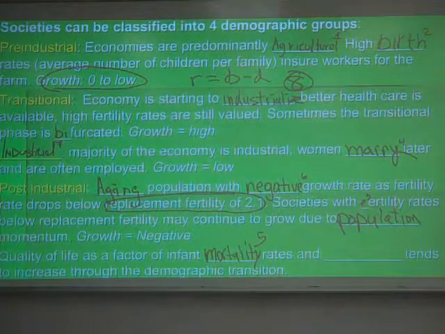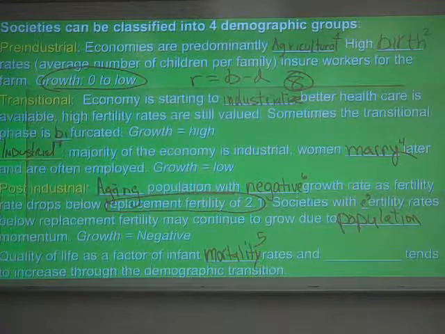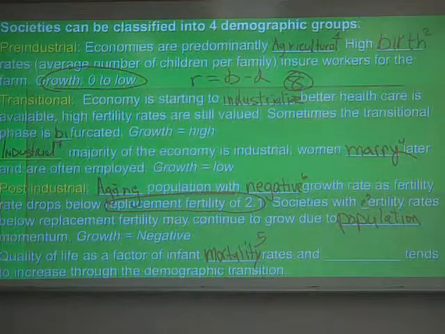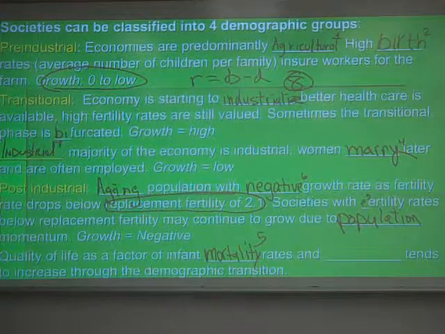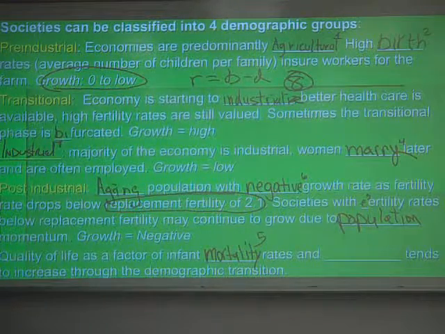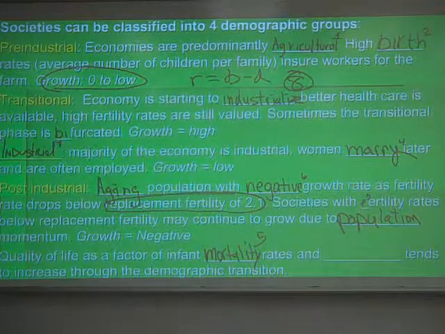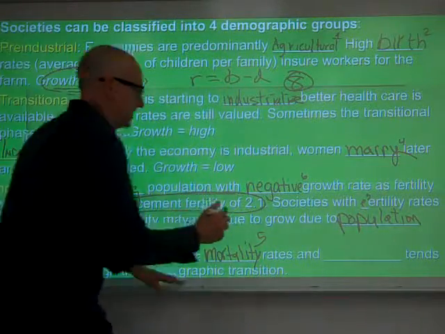Okay. All right. Finally, what we tend to see here is that as you go through this transition, the quality of life, as your book defines it, and in general the course defines it, is based upon infant mortality rates and longevity.